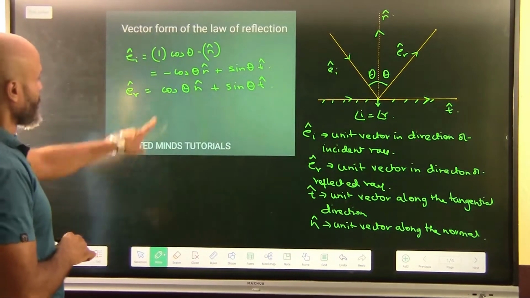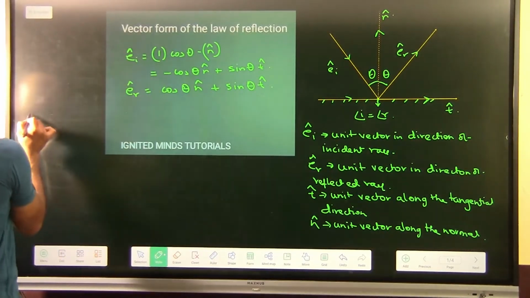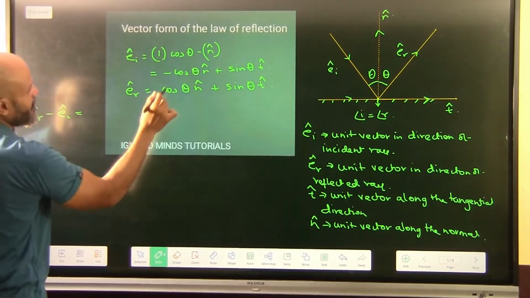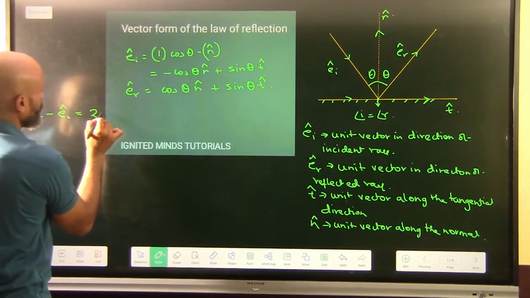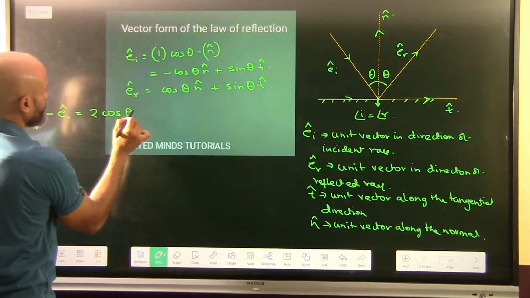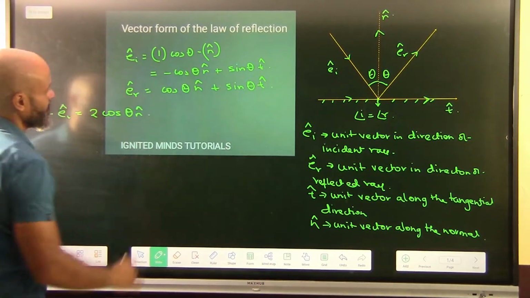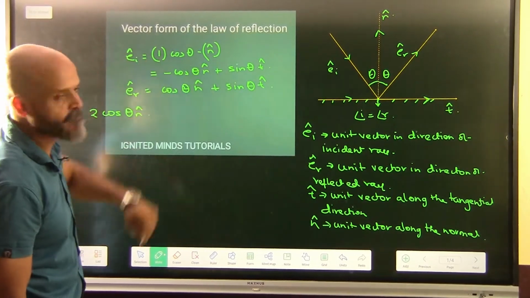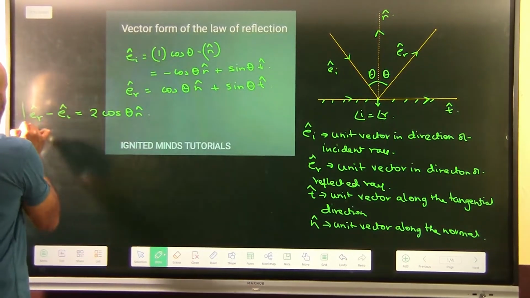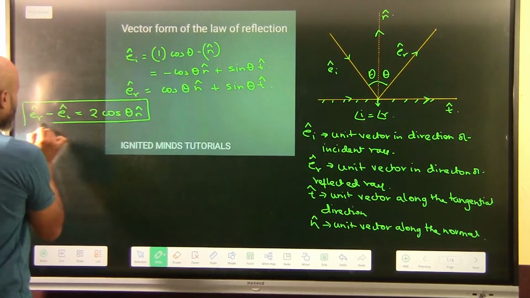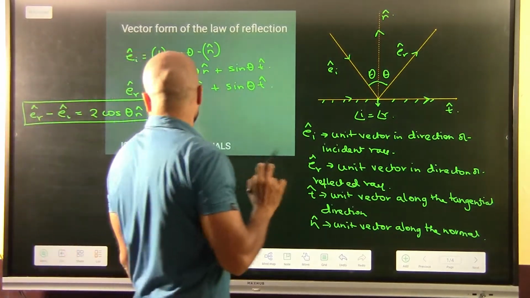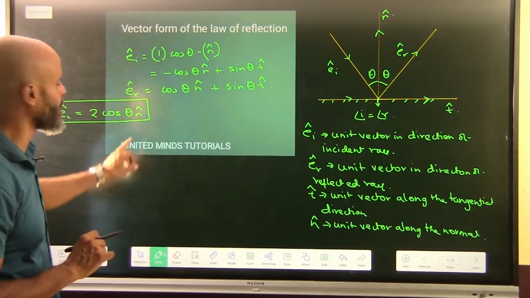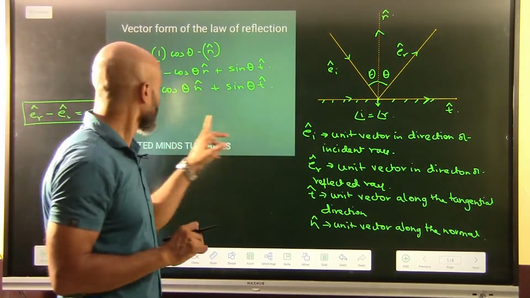Now, if I subtract, let's say E_R minus E_I, this will be 2 cos theta n. The sin theta t terms will obviously get cancelled. So the unit vector along the direction of reflection minus the unit vector along the direction of incidence will give you 2 cos theta n.